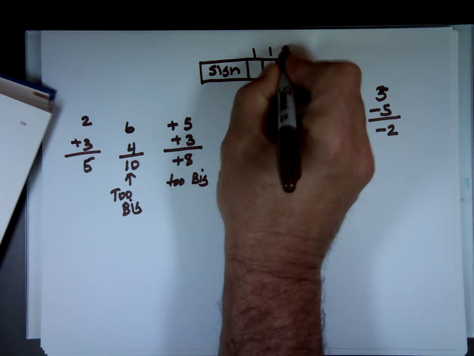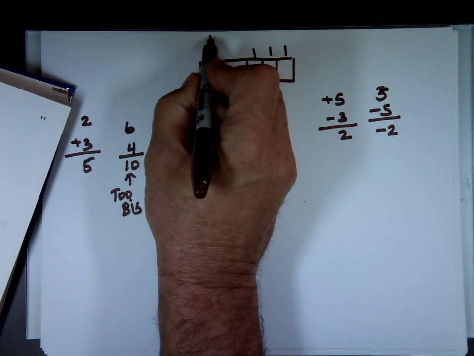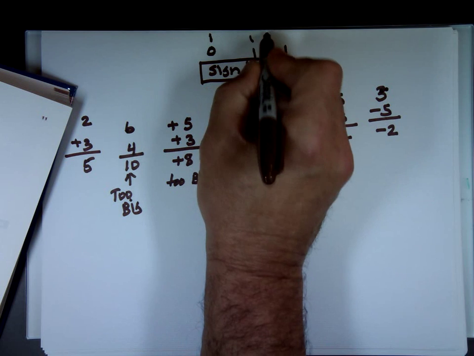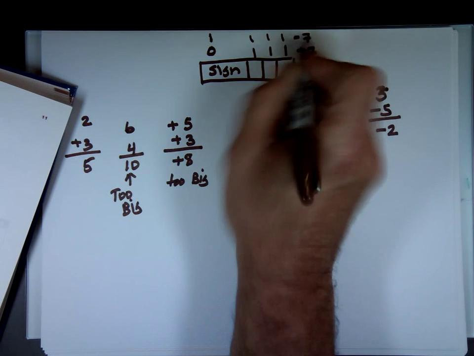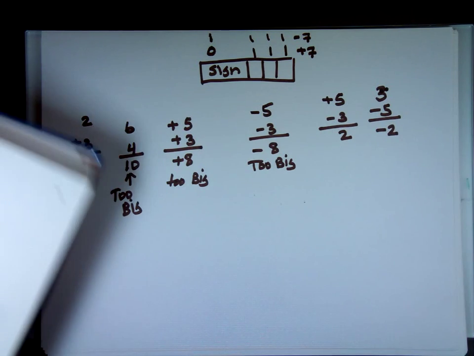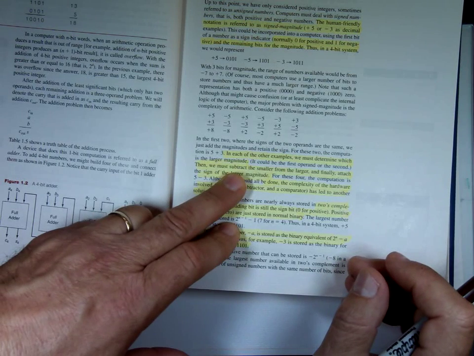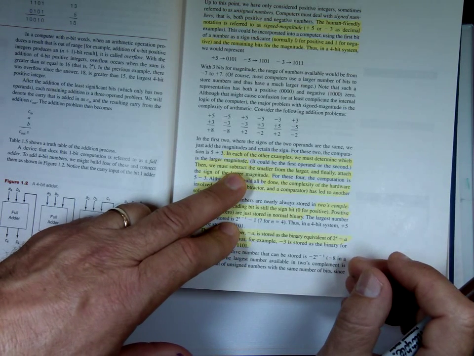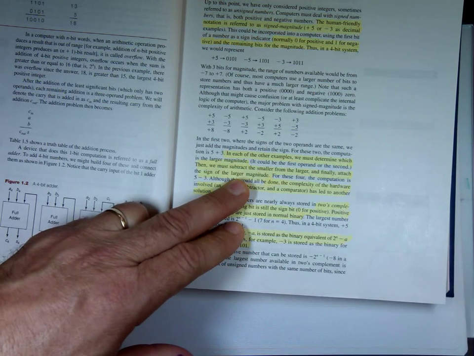1, 1, 1, that's a 7. When this sign is 0, that's positive. When this sign is 1, that's a negative. So that's a plus 7. That's a negative 7. This is not a number. This is just a sign. So I'm limited by these two numbers with that. Okay. So right here, we must subtract the smaller from the larger and finally attach the sign of the larger magnitude. When you're adding numbers, that's how we do them.